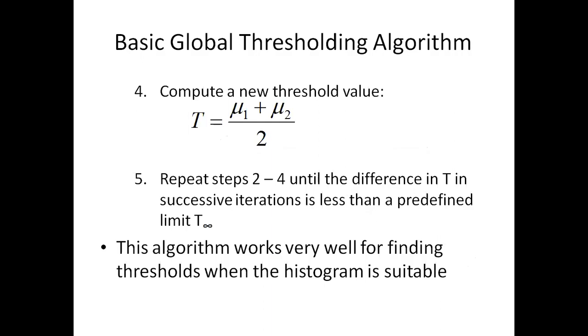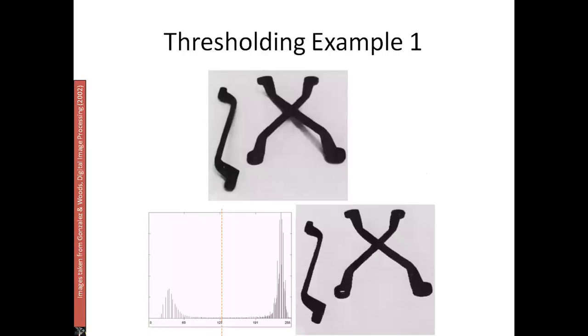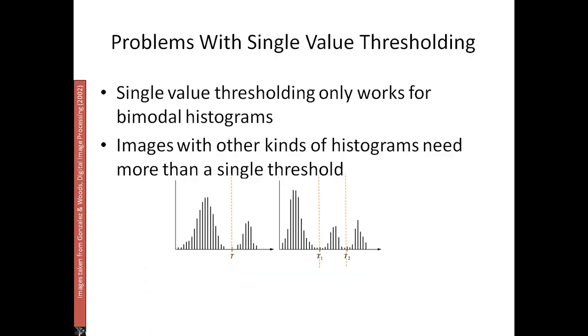In the fourth step, we find the new threshold value, which is mu1 plus mu2 divided by 2. This step has to be repeated until the difference in T is small enough. This algorithm works when the histogram is suitable.